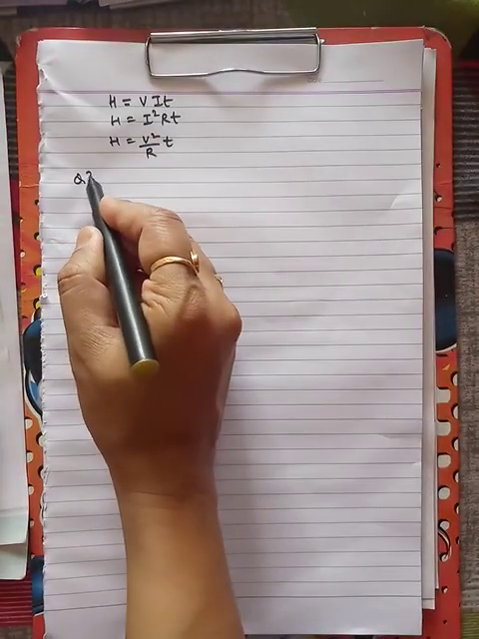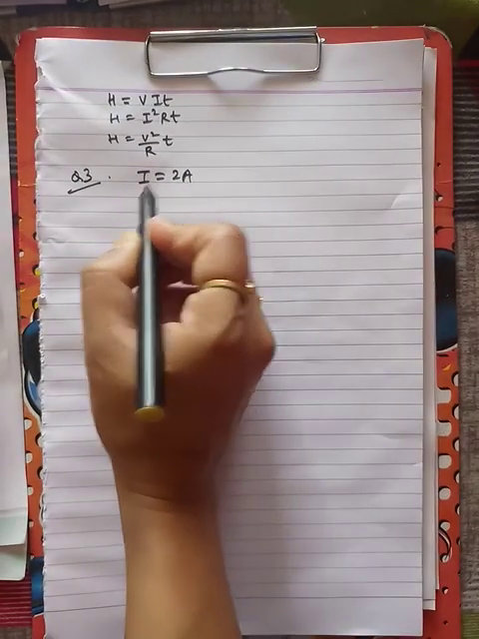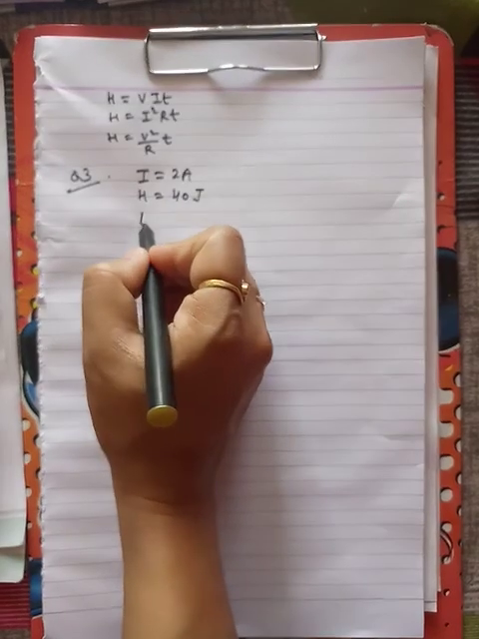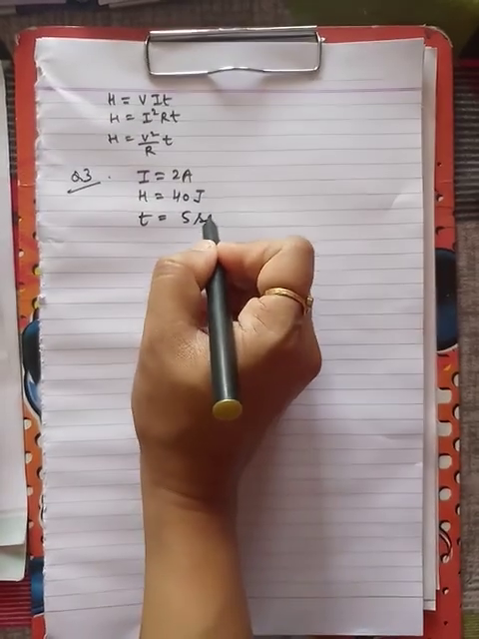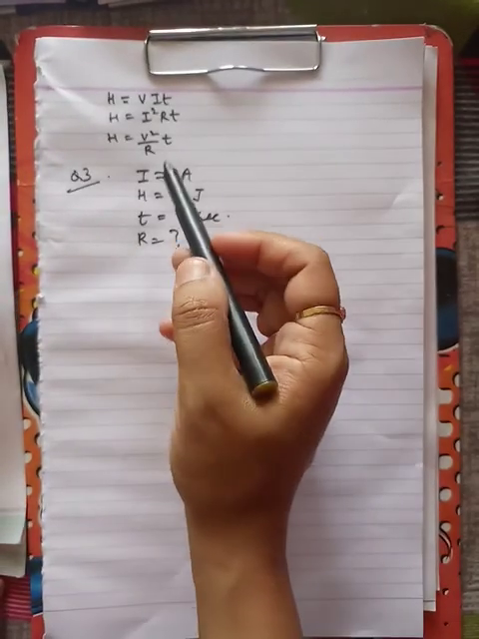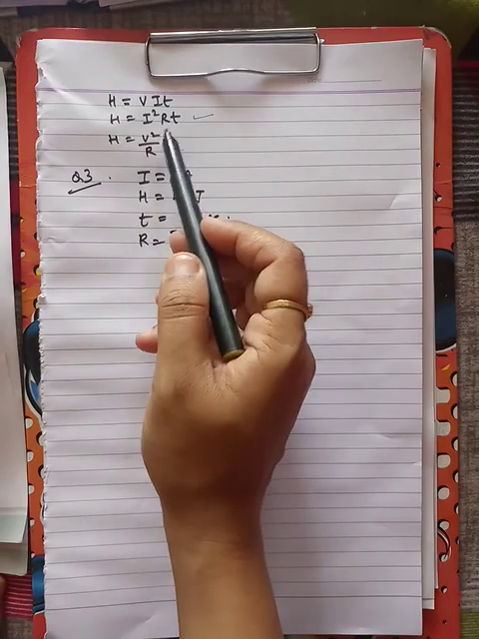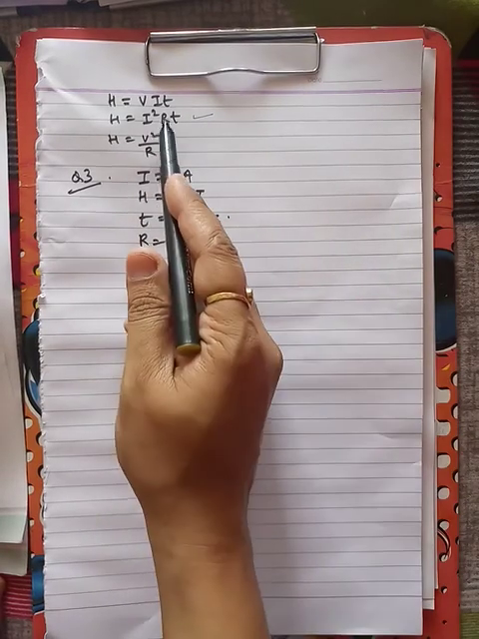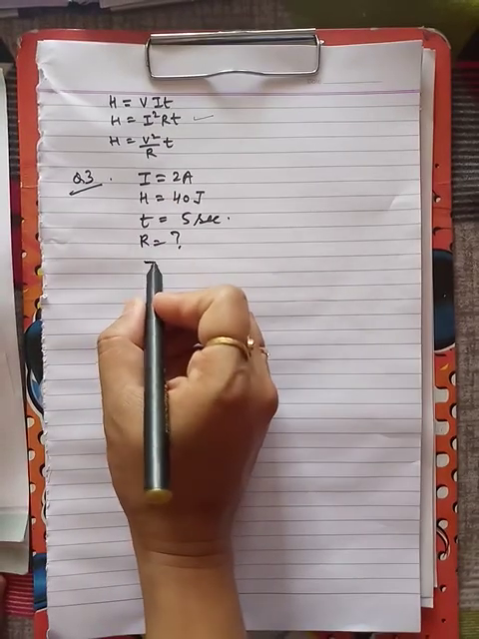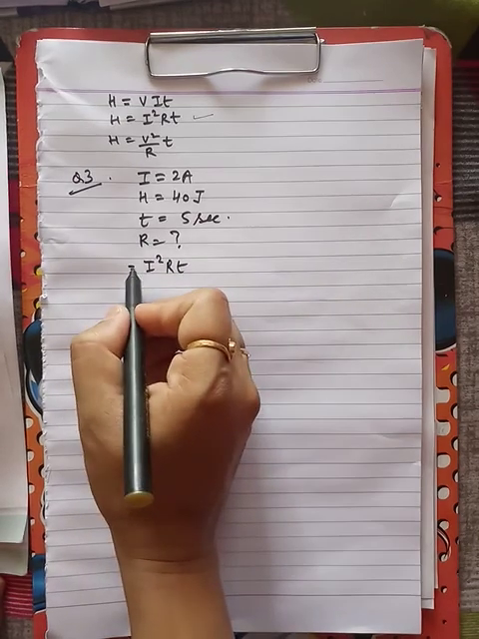Question number 3, in this case current is given, I equals 2 ampere, heat is equal to 40 joules, and time is also given, 5 seconds, right? And simply we have to find out the resistance. So we see I, H and T are given. So in this second formula we can use this. R we can find using I, T and H. So the second formula is I square RT equals H.